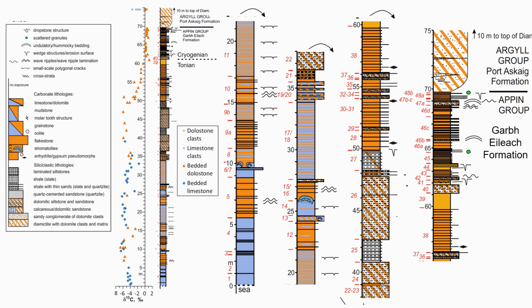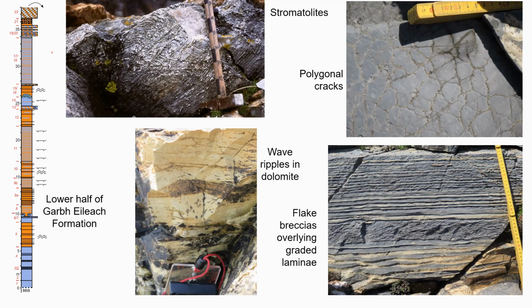There is a mixture of limestone coloured blue and dolomite coloured orange in the lower half of the section, but only dolomite in the upper part, where there is also more evidence of subaerial exposure. Here are some examples of lithologies from the lower half of the Garvellach Formation. Carbonate mudstones dominate, with some horizons with small stromatolite bioherms, as in the upper left photograph, and local flake breccias, as in the lower right photograph.